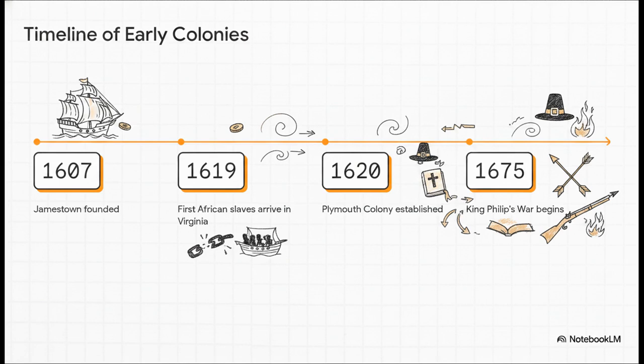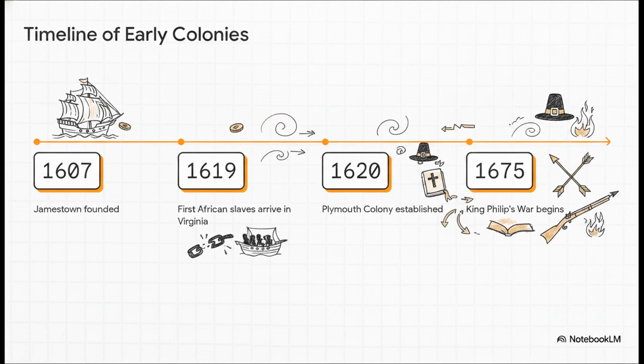This timeline right here brilliantly captures the rapid, almost chaotic sequence of those early days. Notice how fast things escalated. You've got Jamestown founded in 1607, mostly driven by a search for wealth, followed pretty quickly by the Puritans setting up Plymouth in 1620 to find religious freedom. But then look at 1619. That is the fateful introduction of African slavery to Virginia, an institution that would completely shape the country for centuries.